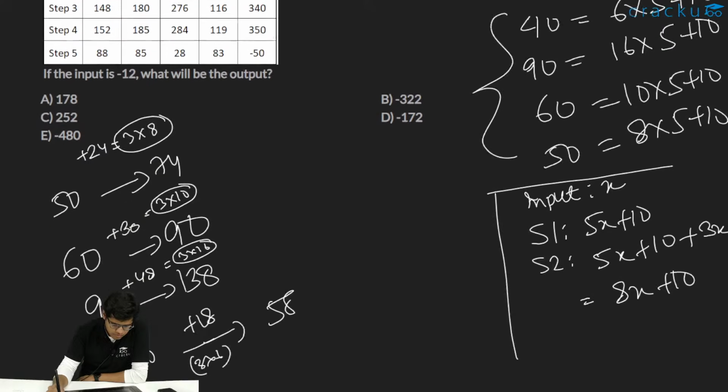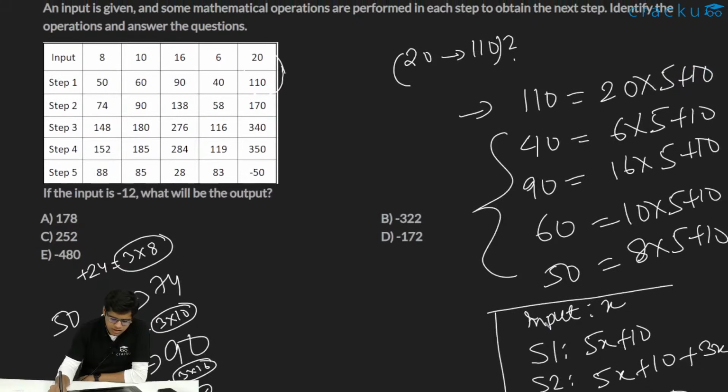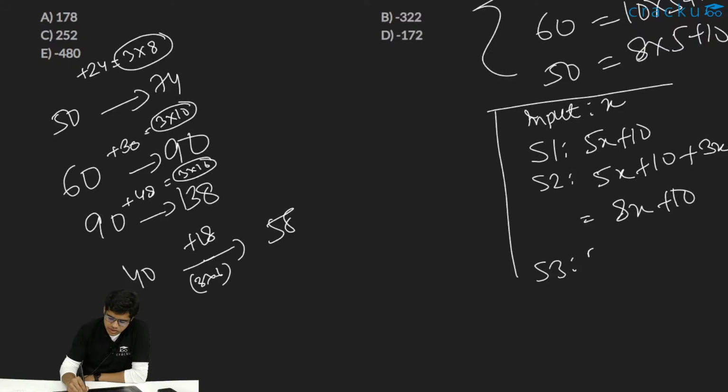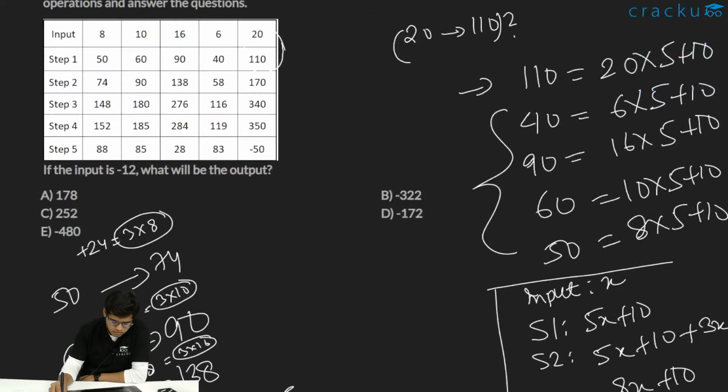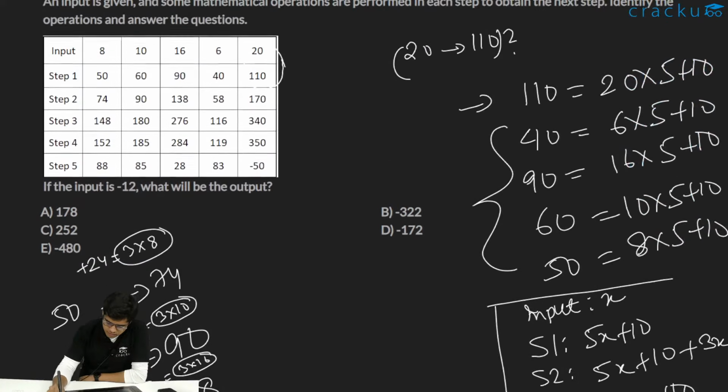Fine. Step 3. What is happening in step 3? 74 twice is 148. 90 twice is 180. 138 twice is 276. 58 twice is 116. So step 3 is basically twice of step 2. Right? So twice of 8x plus 10, which is 16x plus 20. This is step 3. Right?